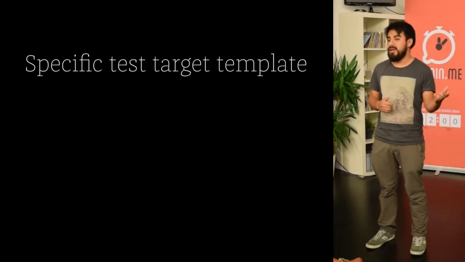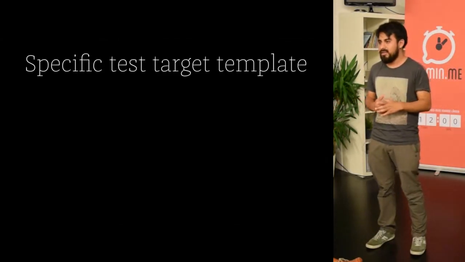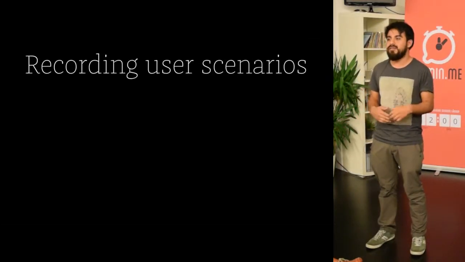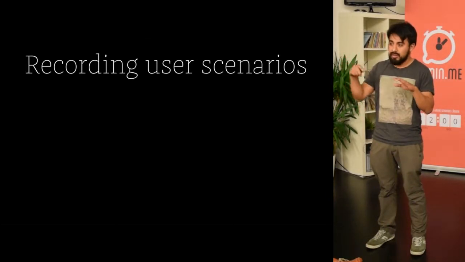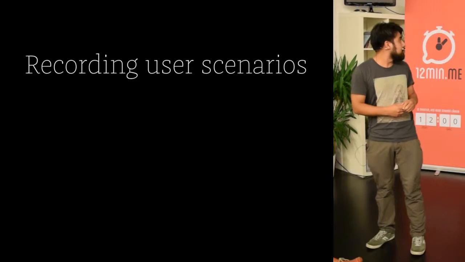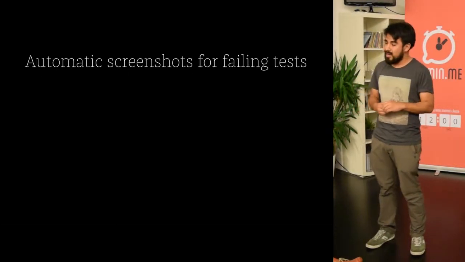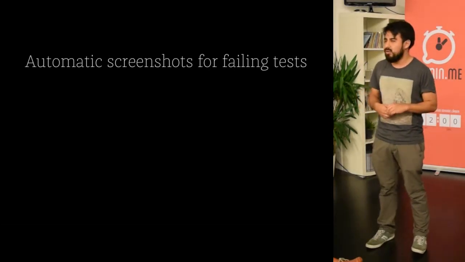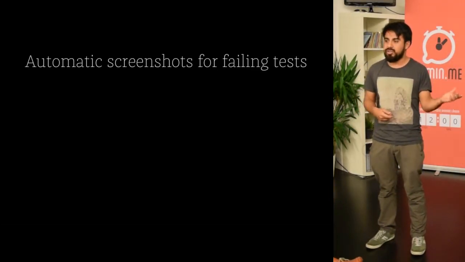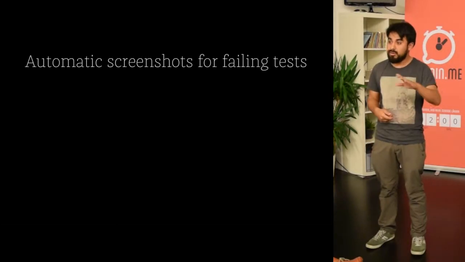It has a specific target template. It means they are already thinking more about testing. It still has this possibility of recording scenarios. You can actually start a recorder and start to interact with your application, and it will generate code for this interaction in Swift or in Objective-C. It has automatic screenshots for failing tests. The UI automation already included some screenshot functionality, but it looks like this is much better. So basically, when a test fails, it will take a screenshot of the screen at the point where the test failed.